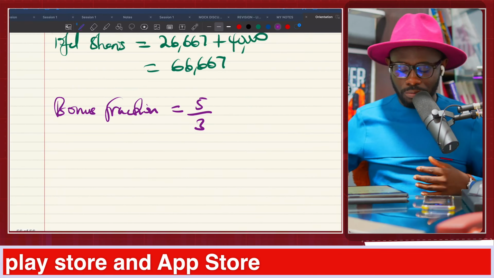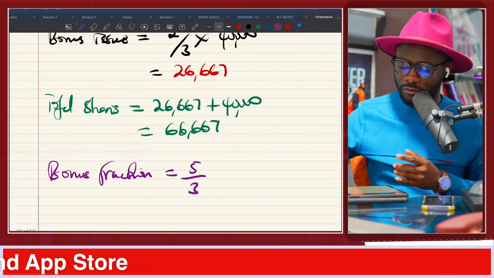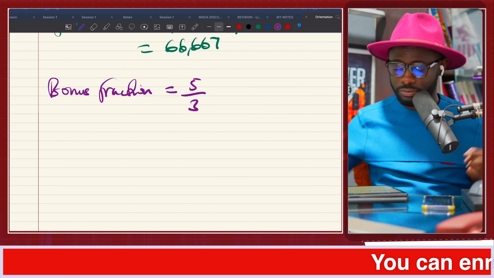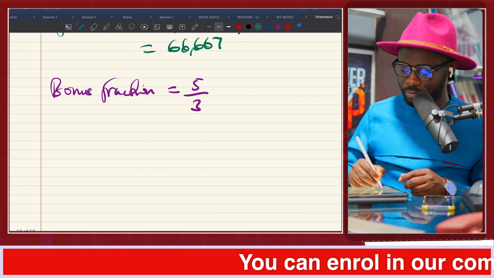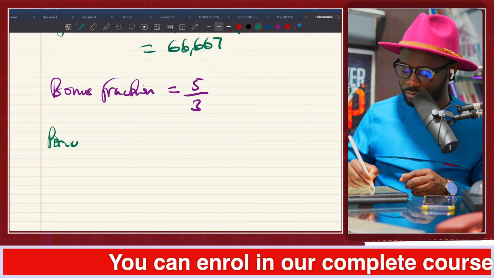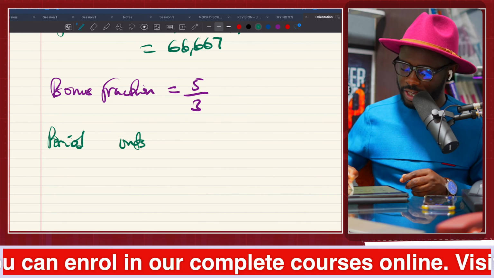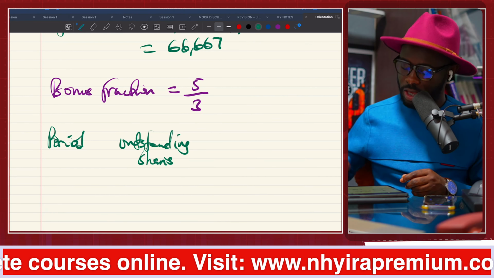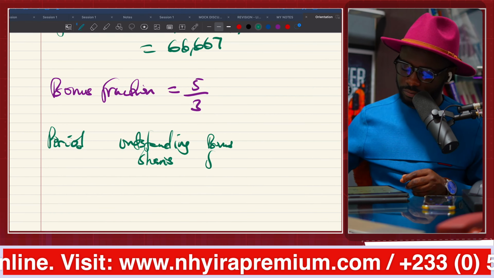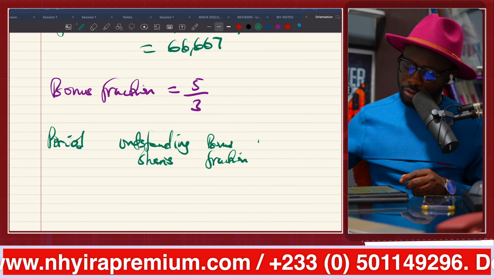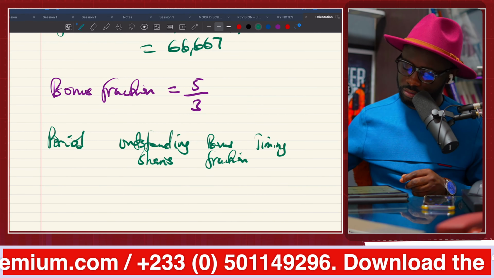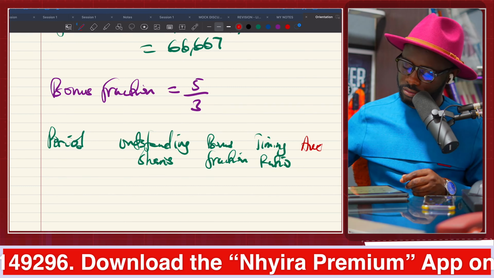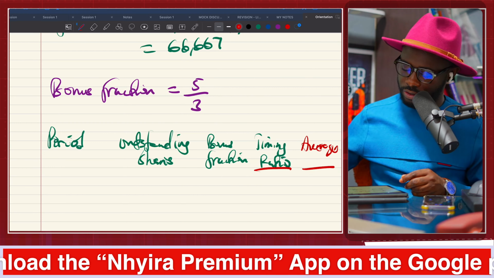So now that we have our bonus fraction, we have the shares, we have the number of periods, we can then calculate the weighted average number of equity shares. So we bring in the period, we bring in the outstanding shares, we bring in the bonus fraction, we bring in the timing ratio. Then we get the average coming up. Sounds good? There we go.